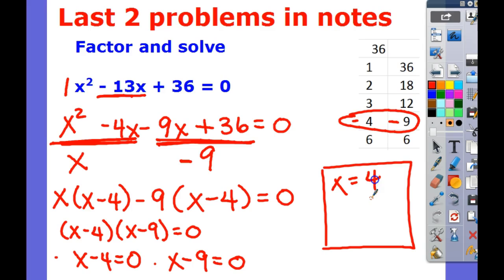X equals 4. You're going to add 4 to both sides. You're going to add 9 to both sides. And those are my two solutions. You have two solutions because if you graphed it, you would have two x-intercepts. Those are the x-intercepts, they're the zeros, they're solutions, they're roots.